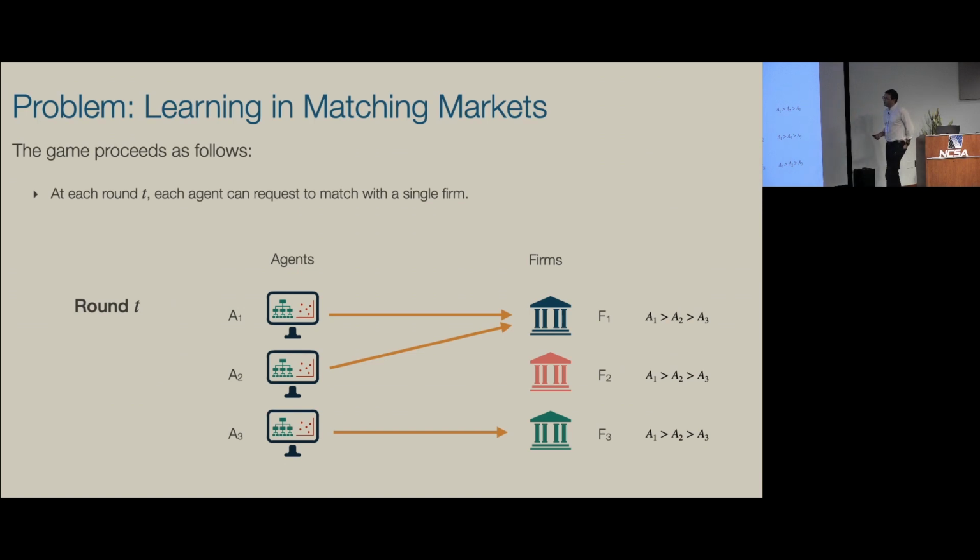And so the interaction will go as follows. At each round, an agent will request to be matched to a single firm. So in this case, we have 2 agents request to be matched with firm 1. The third agent asks for firm 3.